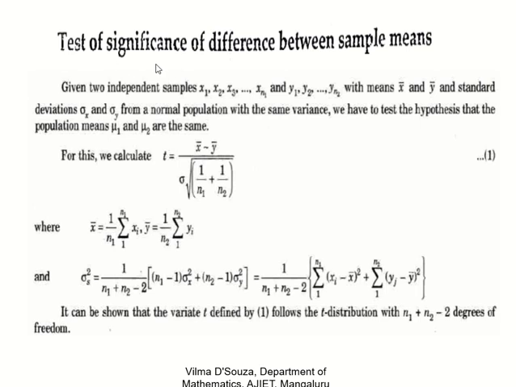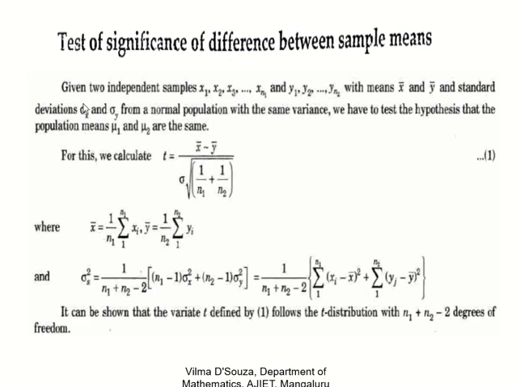Now, the test of significance of difference between sample means. How do you test the significance of difference between sample means? Suppose you are given two independent samples, x1, x2, x3, up to xn1, that is, the first sample contains n1 members, and y1, y2, up to yn2, n2 members. Let the mean of the first sample be x bar and the mean of the second sample be y bar.